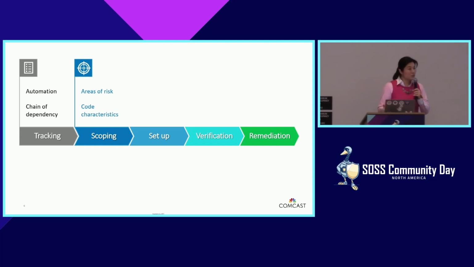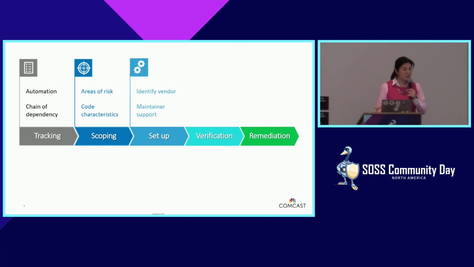The next step is scoping, because in some cases the company may have thousands of applications, each of which uses thousands of open source libraries. In that case, where do you start? You can start by identifying areas of risk and narrowing it down by code characteristics, popularity, et cetera. Then set up by identifying vendors and also pull in the maintainer as well.